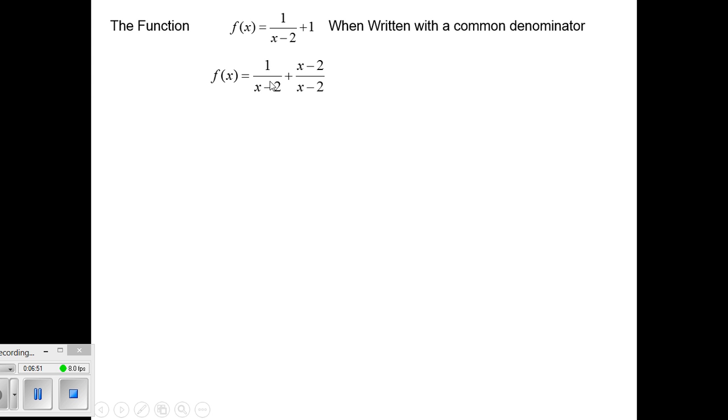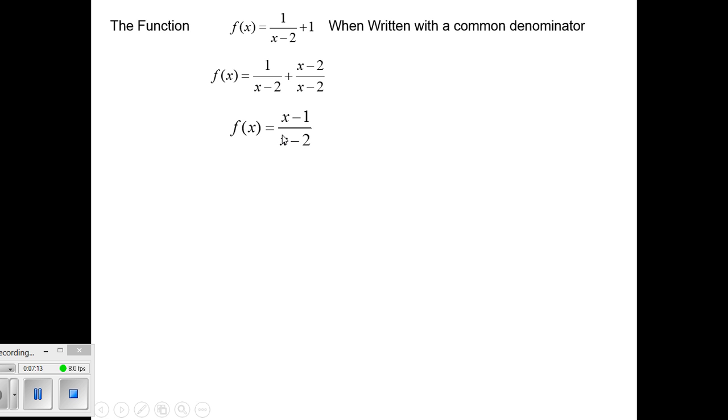And putting it in that form means, of course, rewriting 1 with the common denominator. So we will do that, and then we'll combine our terms in the numerator. And here it is. So this function is identical to this function. It's just in a different format, but it is verbatim the same function.